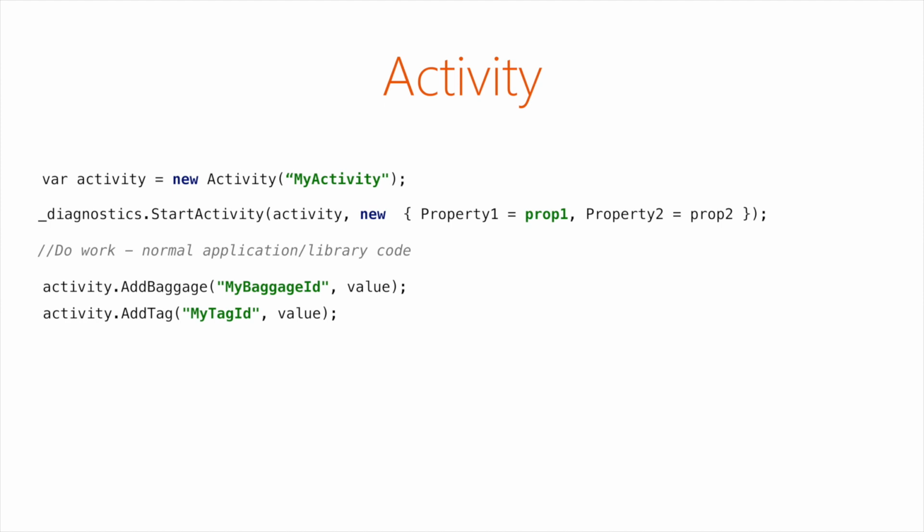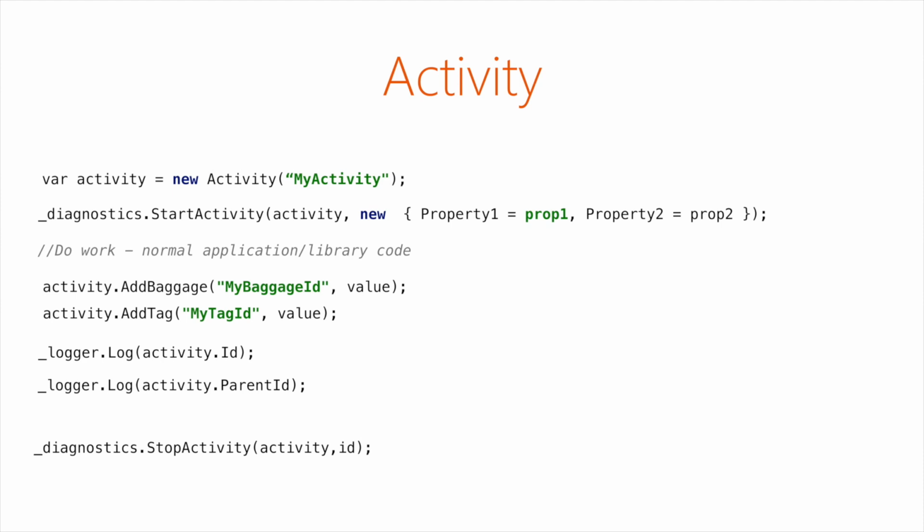properties. Again, tags are local to the activity. You can access and change those anytime you have access to this given activity. Baggage is something that is propagated to child activities, so you can access that information both on this activity and on all its children. Then here is how you can access the ID and the parent ID of the activity. And in this last line we stop the activity, and this will again raise a diagnostic source event.